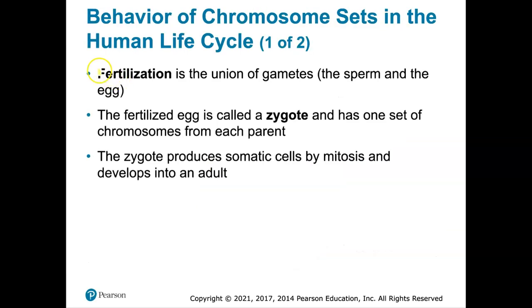And then fertilization, of course, is the union of the sperm and the egg. The fertilized egg, we call that the zygote. The sperm and the egg are produced by meiosis, and then fertilization gives you a zygote. But when the zygote begins to divide and form trillions of cells, that's going to be mitosis.